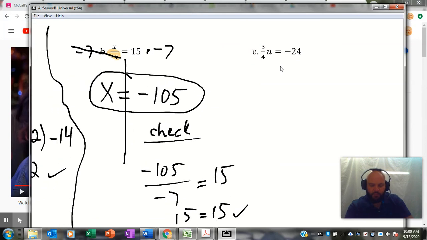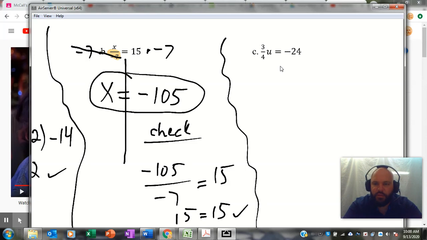Okay, the last one for today. Again, these are called one-step equations because it only requires one step to get the variable by itself. So looking at this one, we have 3/4 u equals negative 24. Now, this 3/4 right there is actually multiplying u. So technically, you would say, all right, we're multiplying by 3/4, we're going to divide by 3/4. That presents a problem because we don't ever actually divide by fractions.